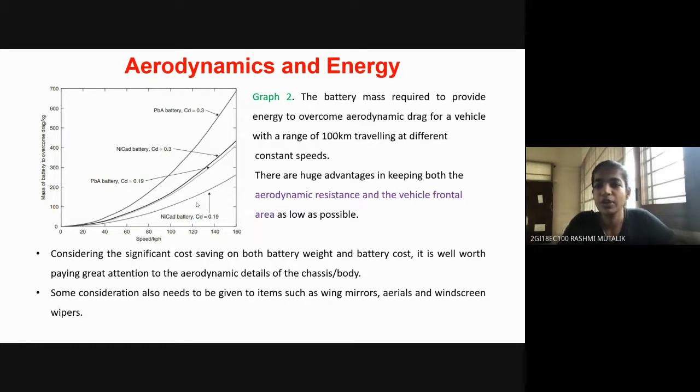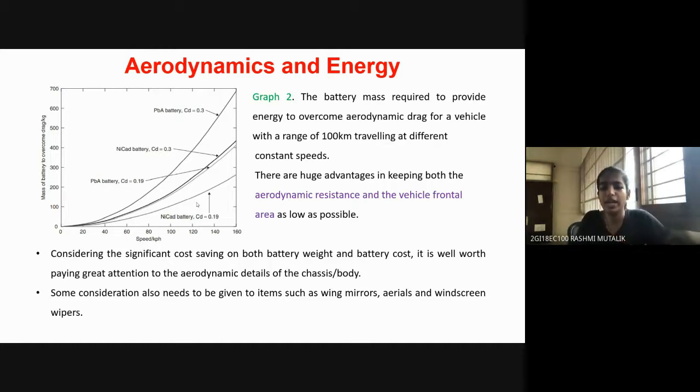From the previous two graphs and equations, we can conclude that the frontal area and the aerodynamic drag are two important factors in order to increase the fuel efficiency of the vehicle, since the total resistance that the vehicle gives is equal to the frontal area plus the aerodynamic drag. So these two factors are crucial in determining the fuel efficiency, and hence it is very important that in the design of the car these two factors are kept as low as possible, and it also helps in saving on both battery weight and battery cost.